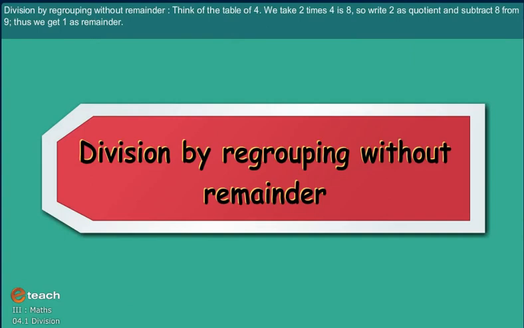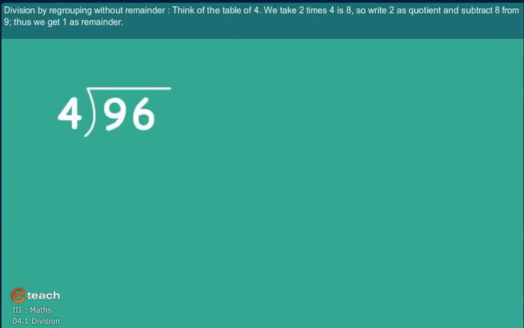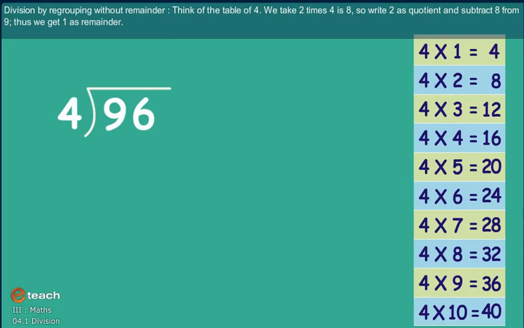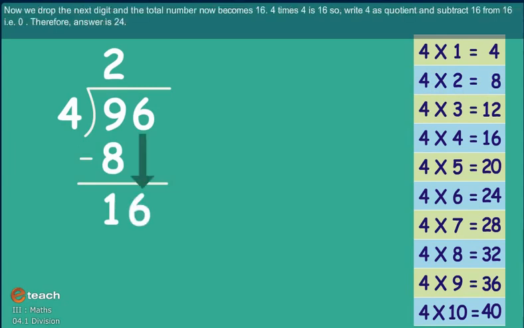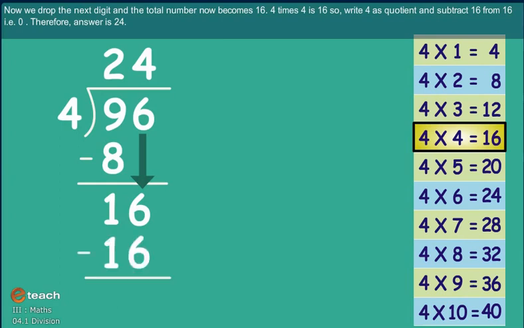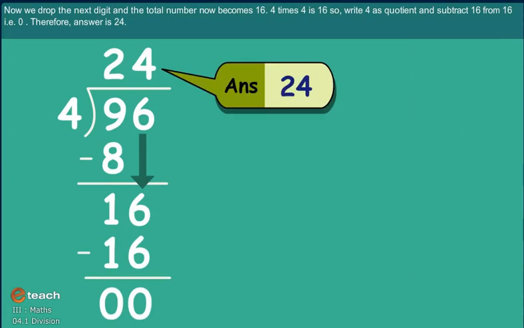Division by regrouping without remainder. Think the table of 4. We take 2 times 4, so write 2 as quotient and subtract 8 from 9. Thus we get 1 as remainder and now we drop next digit and the total number now becomes 16. Think table of 4. 4 times 4 is 16. So write 4 as quotient and subtract 16 from 16. And answer is 24.